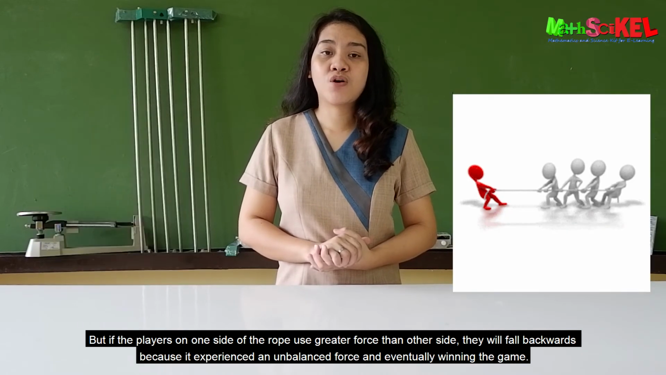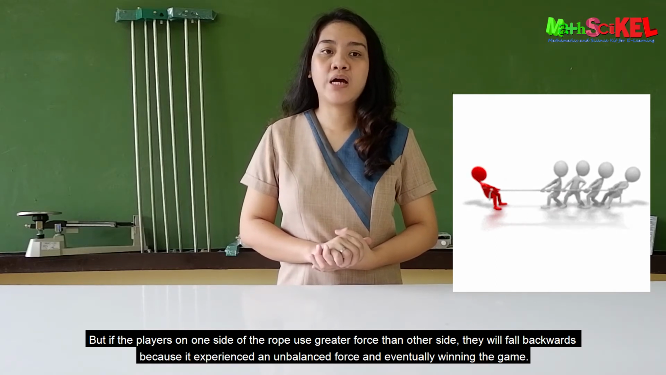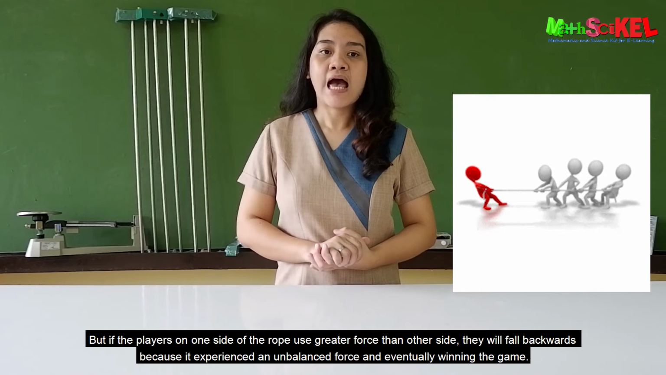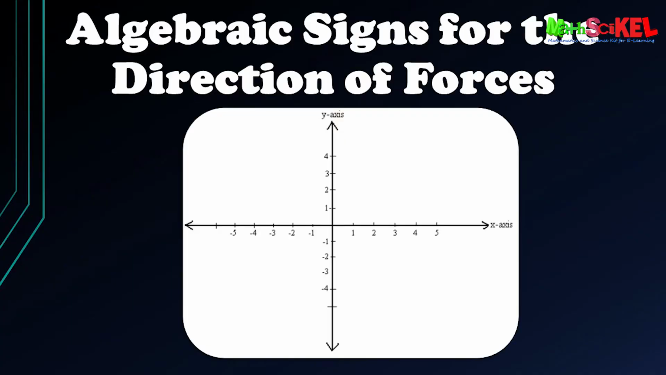But if the players on one side of the rope use greater forces than the other side, they will fall backward because they experienced an unbalanced force, and eventually win the game. For you to determine the net force or unbalanced force, you must recognize those forces that act along the same line of action. The algebraic signs, positive and negative, are used to indicate the direction of forces.